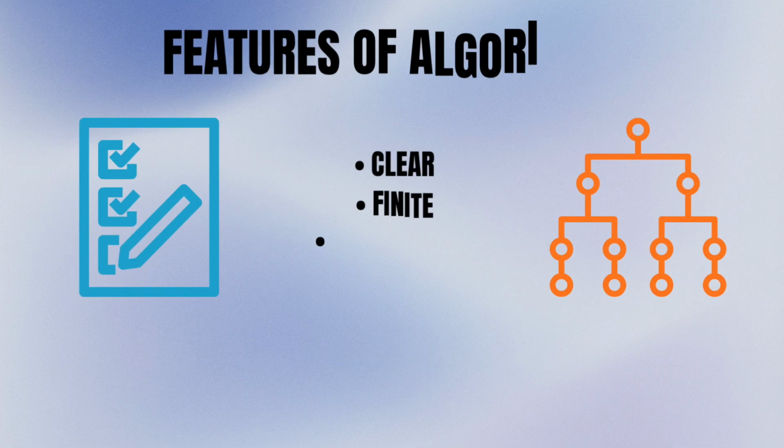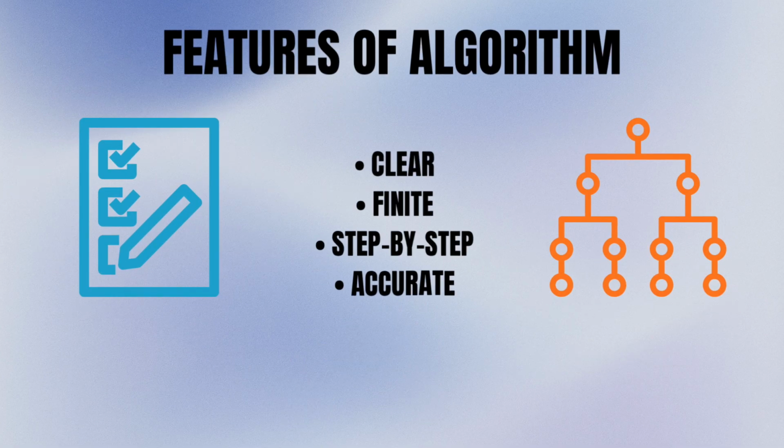Now let us look at the characteristics of a good algorithm. A good algorithm should be clear and easy to understand, finite, meaning it should have an end, step by step, and effective and accurate.